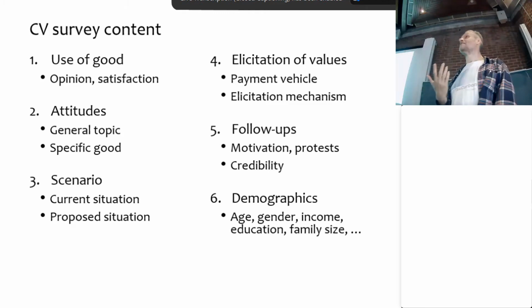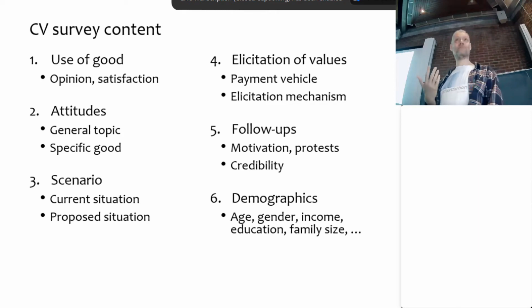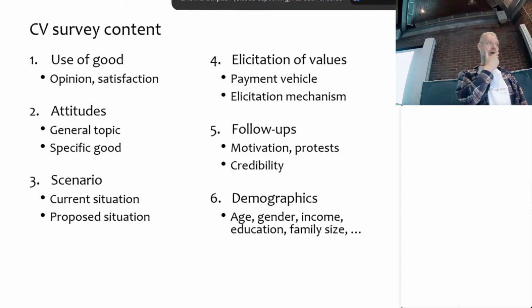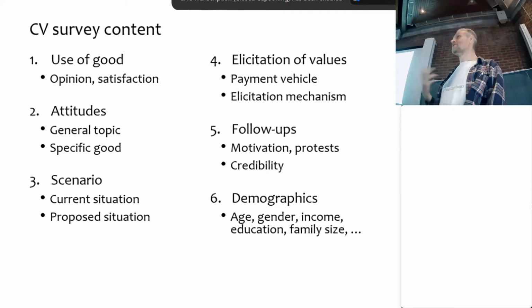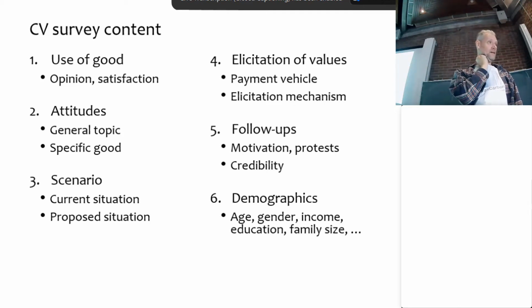Then you may ask some general questions about this. How much did you know about this problem beforehand? And do you have strong opinions about this already? Attitudes towards the environment in general. Do you vote Green? Do you vote Tory? That sort of stuff. Are you a vegan? Those sort of questions are important if you are talking about antibiotics in milk, right?